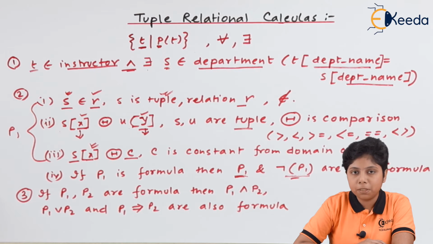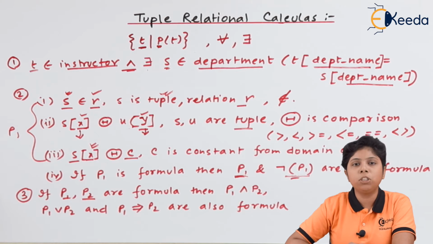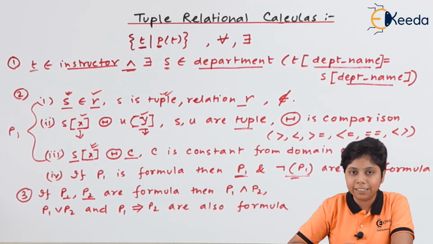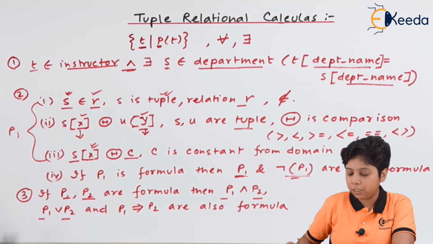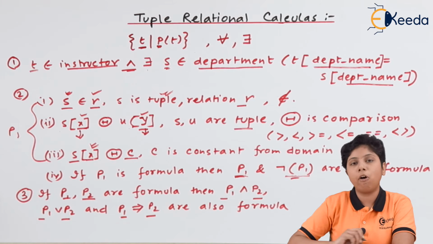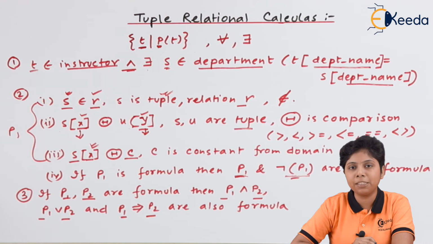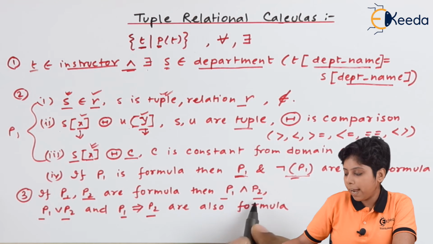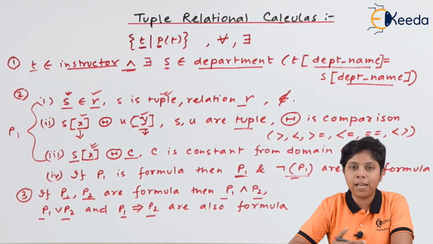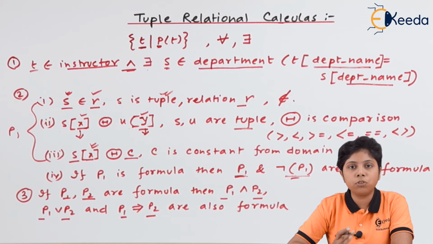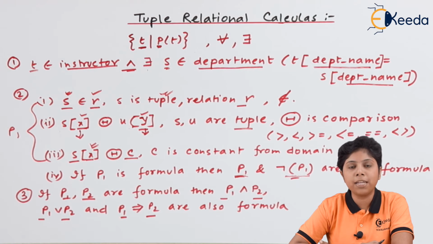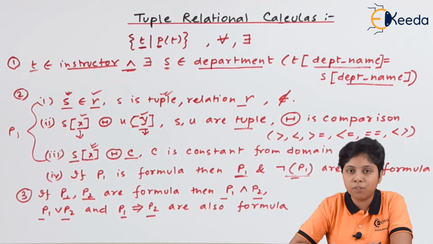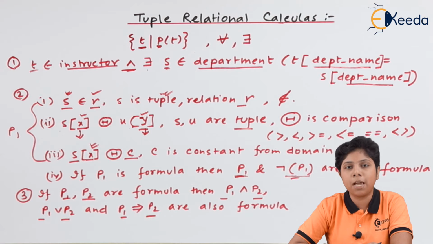Now look at this example. P1 and P2 are both predicates or formulas on some tuple T. If they are both well-formed formulas, then P1 and P2, P1 or P2, and P1 implies P2 are also formulas on that particular tuple T. The difference between this one and the earlier one is that here both predicates can deal with different data types of attributes, and can even be of the same type.